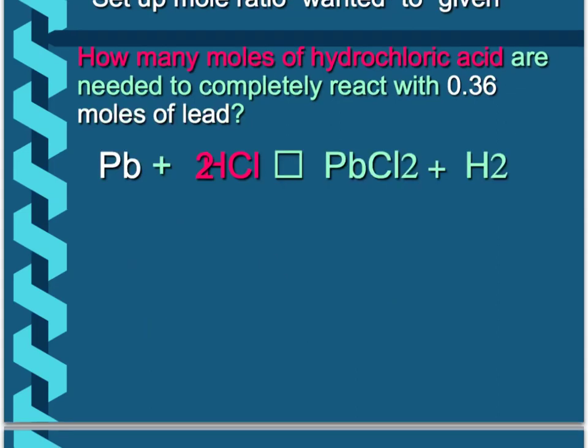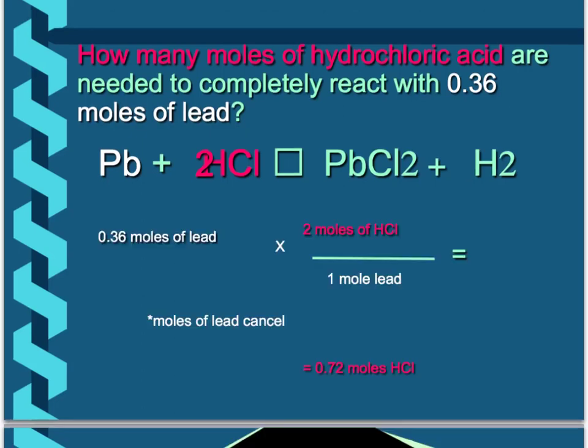So we need to set this up between the wanted and the given. The way this is going to look is we're going to take what's given, which is the 0.36 moles of lead, and multiply it by the mole ratio of hydrochloric acid to lead. Notice that these two are going to cancel, and it's going to leave us in our wanted value of moles of hydrochloric acid.